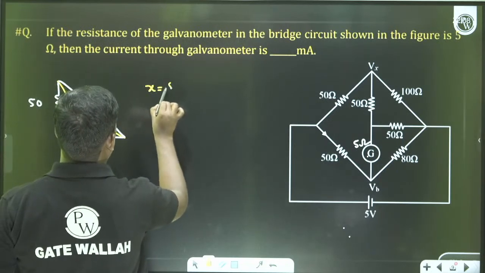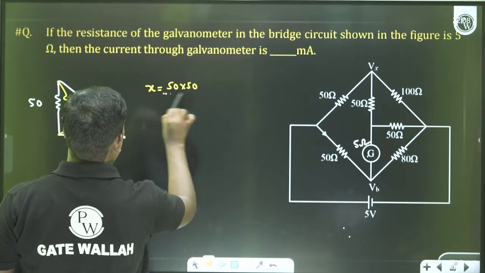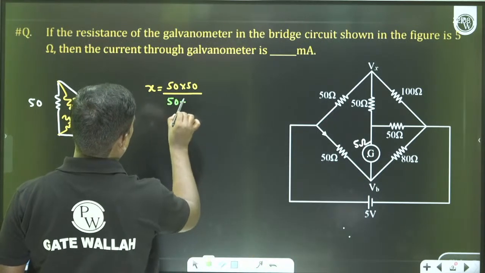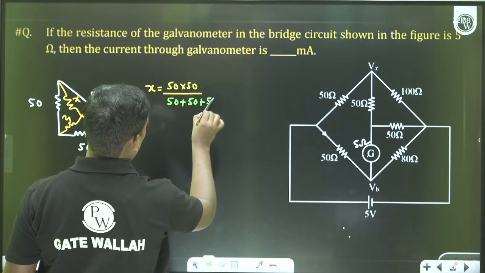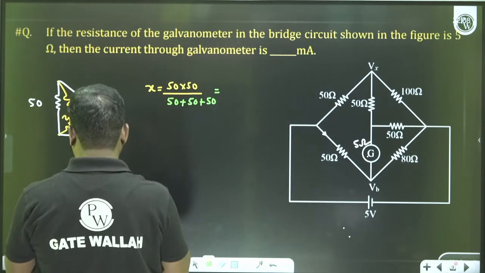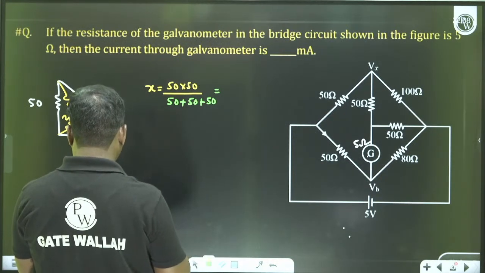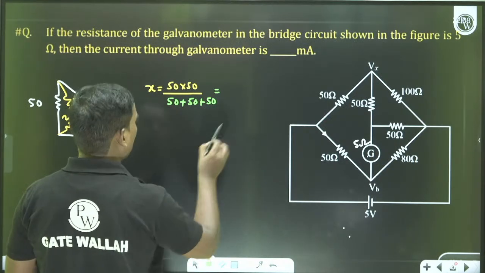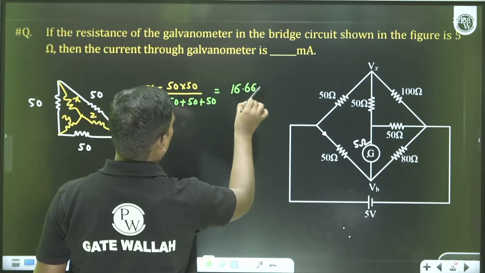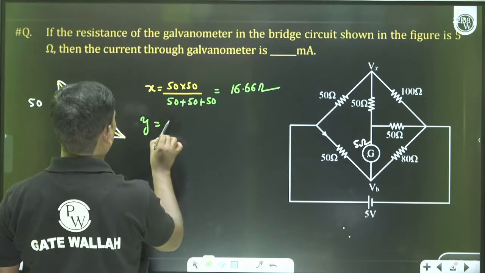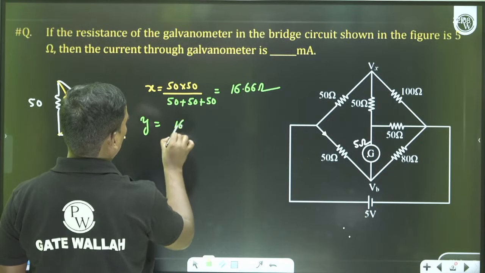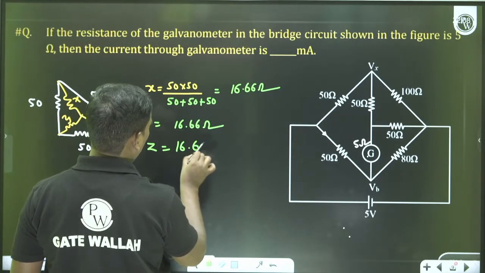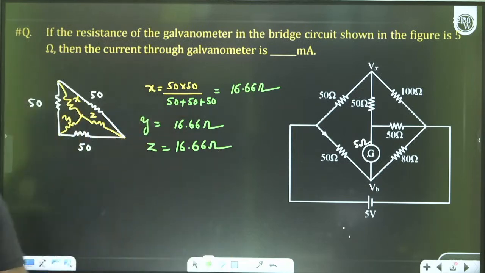So X is equal to 50 into 50 divided by 50 plus 50 plus 50. So 50 into 50 divided by 150 is coming around 16.66 ohms. Similarly, you do for Y also, the same, 16.66, and Z also the same, 16.66. So replace the circuit.